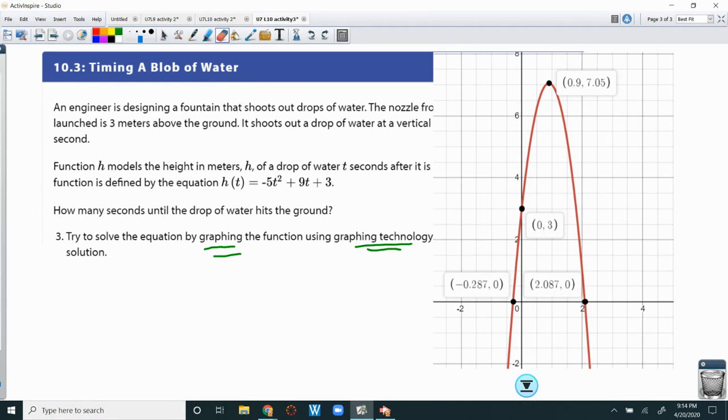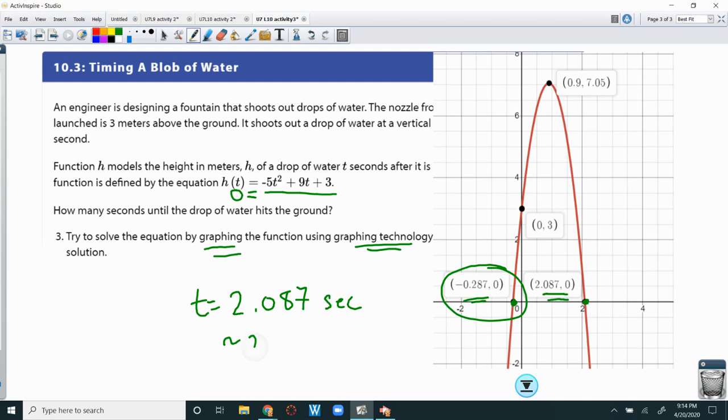We want to find the solutions to this equation. When is that equation going to equal 0? These two spots right here on the graph are where it equals 0. This one doesn't make much sense, like we said, because it's negative time, but this one makes more sense. So at t equals 2.087 seconds, the water's going to drop and hit the ground. So it's about 2 seconds.